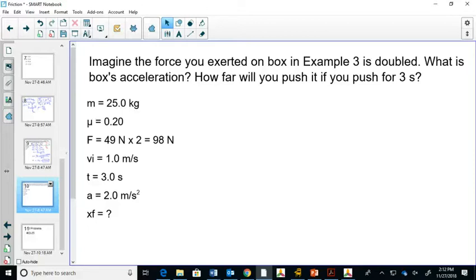I ask you, if I have an initial velocity, I have a time of 3 seconds, I have an acceleration of 2.0. I want to know how far something travels. Have we learned any equations that we could deal with that? I'll give you a hint. They're over on the board to your right there.